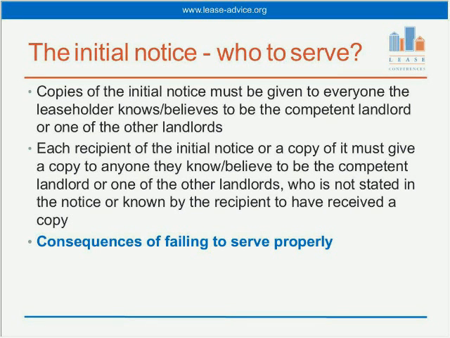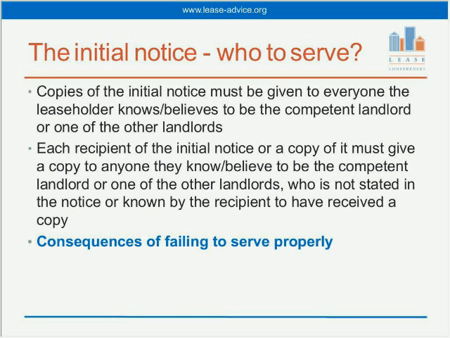Now, where that situation doesn't apply, but any person fails without reasonable cause to comply with the obligation to pass on notices or is guilty of unreasonable delay, then they in turn are liable for any loss suffered by the leaseholder, the competent landlord, or any other landlord.